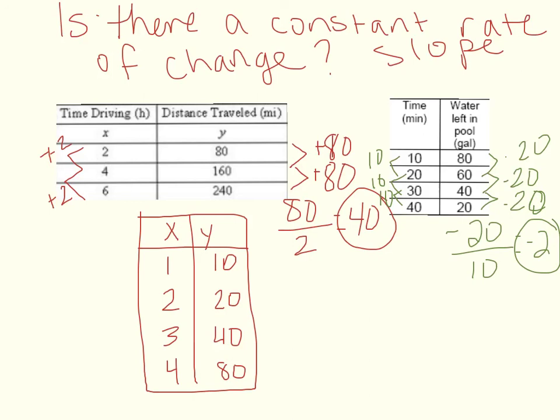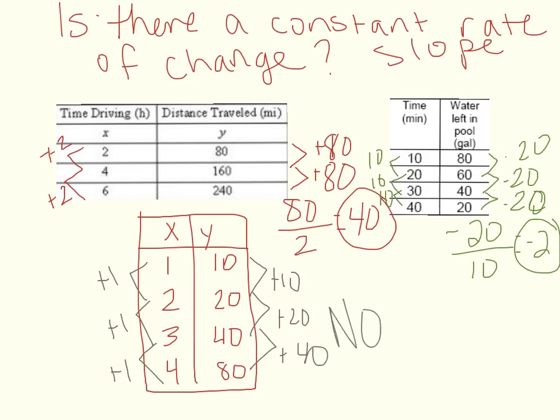Okay, last one. On the left side, excuse me, your x's, they're going up by 1, 1, and 1. So that side's fine. On this side, the 10 to 20 is plus 10. 20 to 40 is plus 20. 40 to 80 is plus 40. So does that have an average rate of change? No, it does not. Okay, so if they don't go up at the same speed on both sides, then your answer is just no.